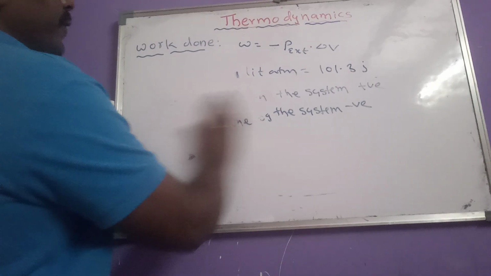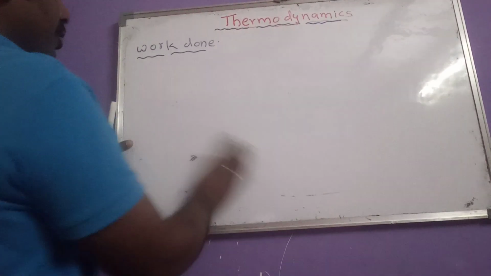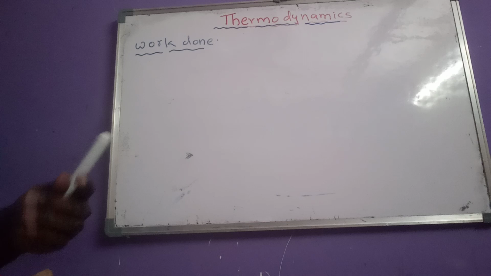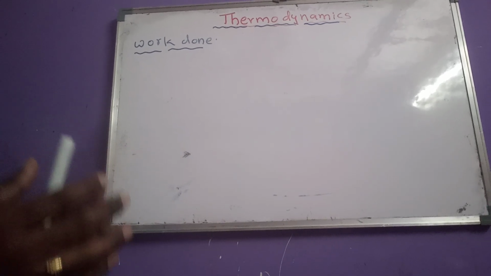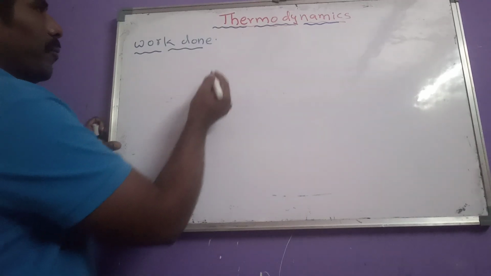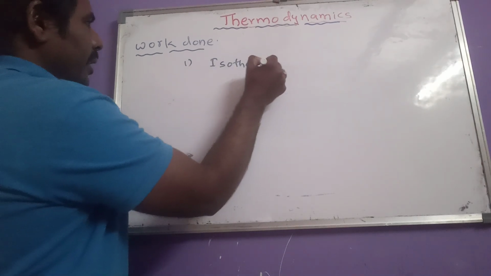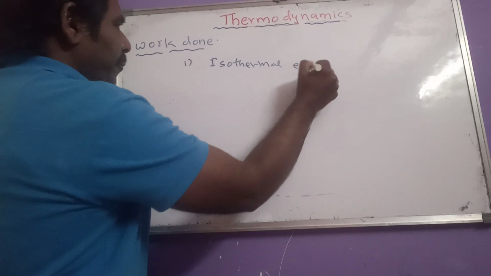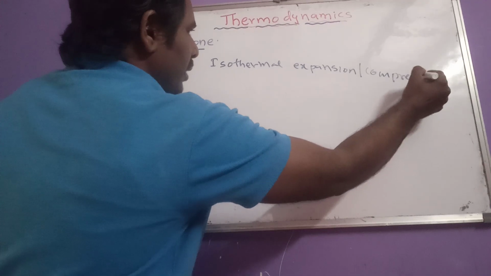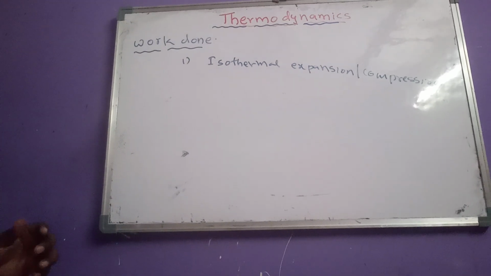Now different formulas are there to calculate work done. That depends upon the reversibility or irreversibility of the process, and depending on the process different formulas are there. Let us see what are the different types of process here. The first one is the isothermal process. In isothermal, either for expansion or compression, we have to use this formula, either isothermal expansion or isothermal compression.